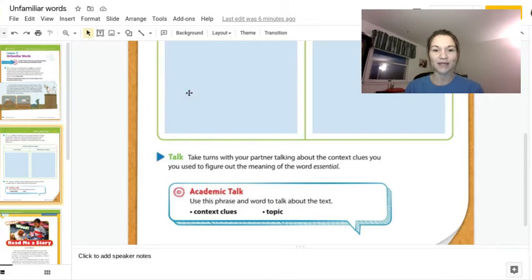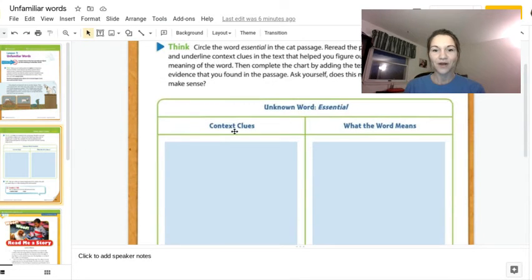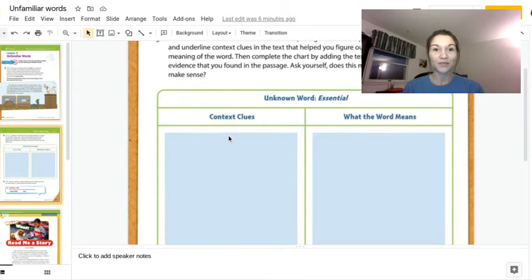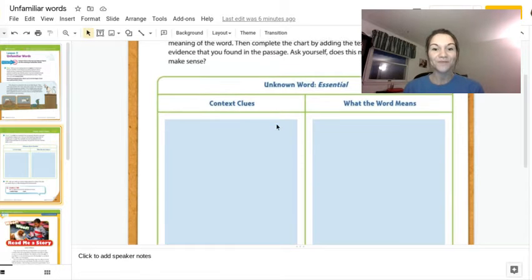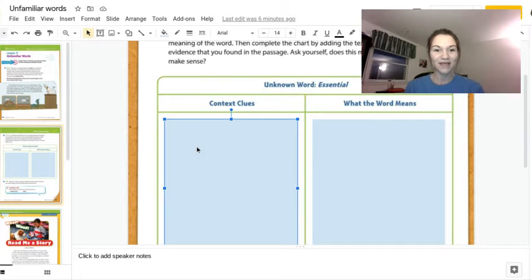On this next page, we've got our unknown word, or maybe you do know this word, but even if you do, that's fine. You can still use context clues to figure out what the word means. So that's the important thing, that even if you know what a word means, you're still able to pull out those context clues that the author leaves to tell readers what the word means. Okay, so let's write down some of those things that the author told us to help us understand the meaning of essential.